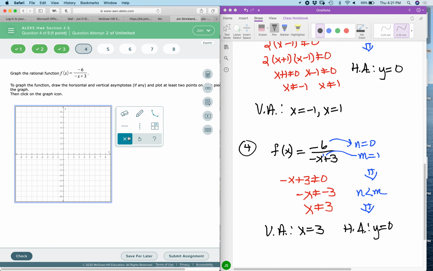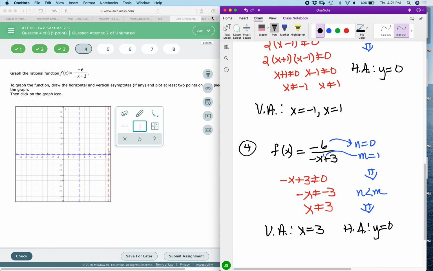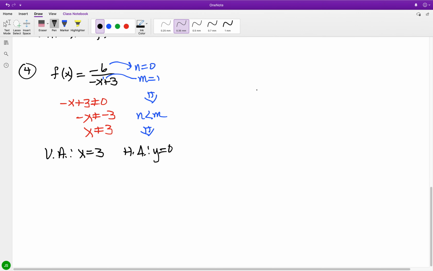So with the asymptotes, again, we have y is equal to 0 and x is equal to 3. And looking at plotting points throughout, we'll just pick some values of x. We have y is equal to negative 6 over negative x plus 3.